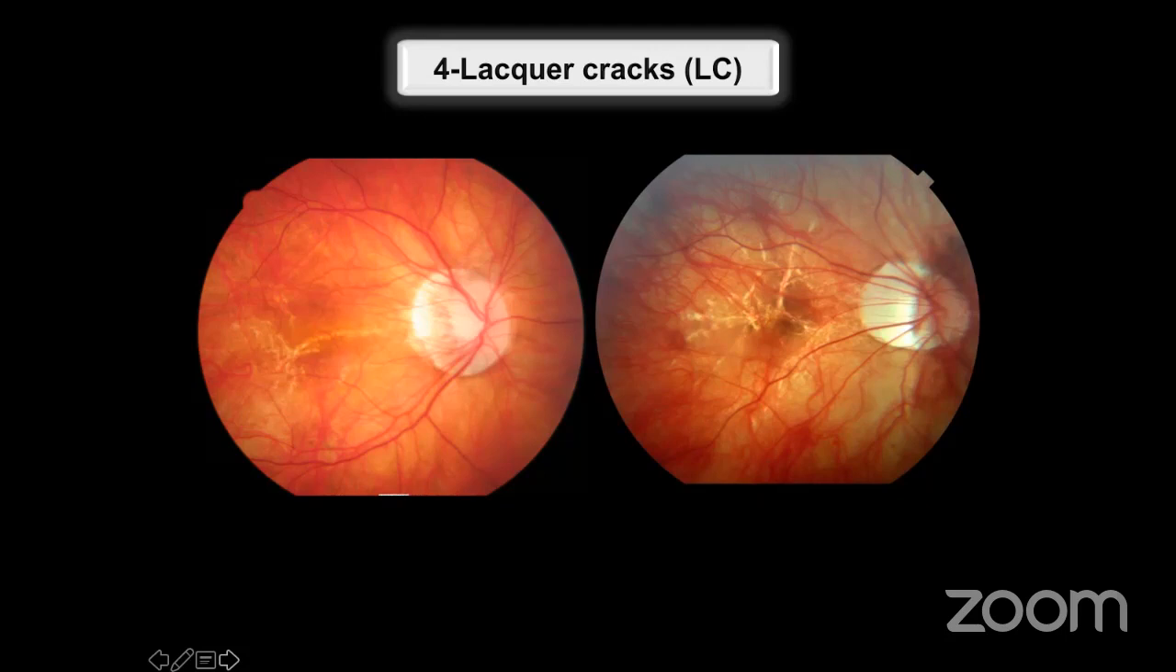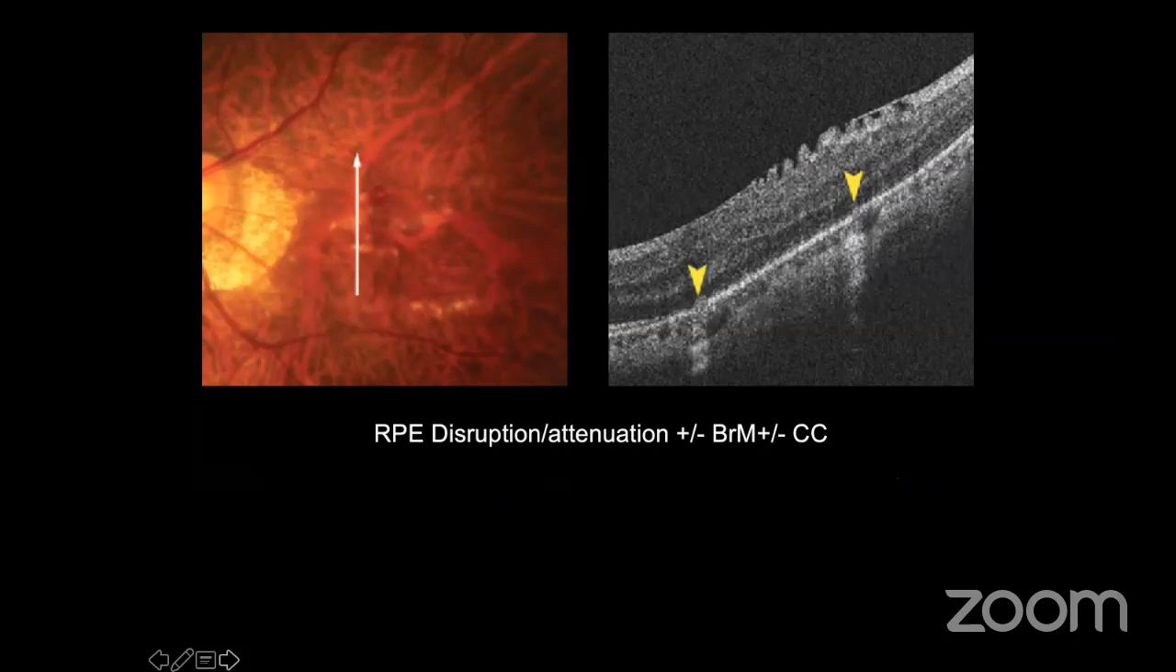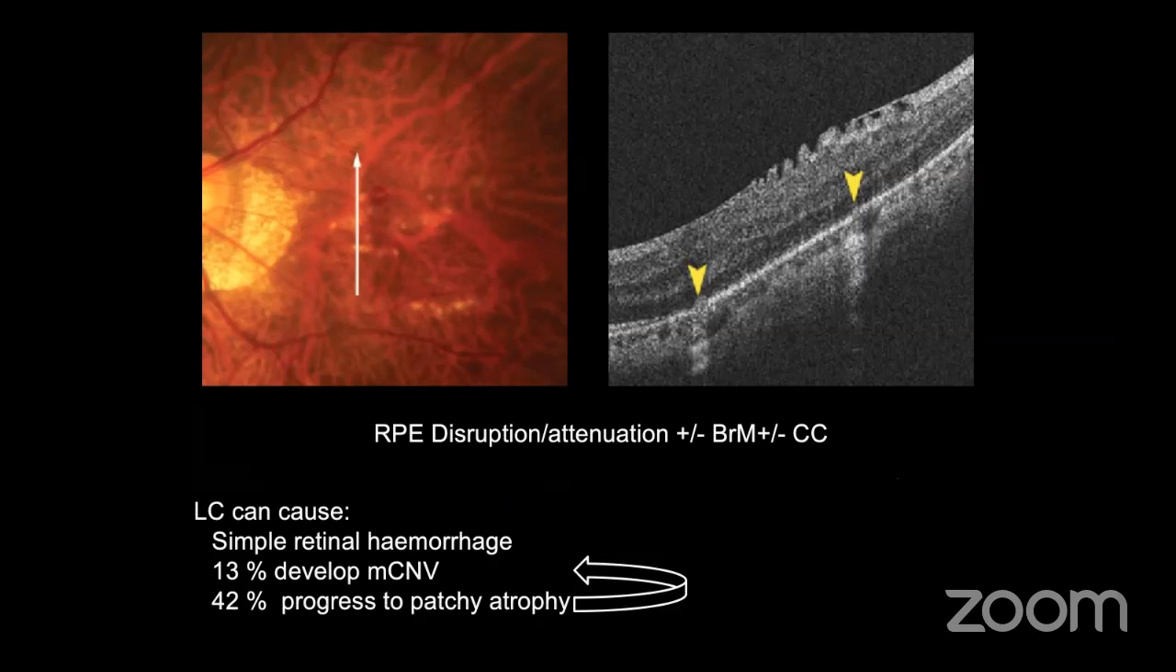The fourth change is lacquer cracks. Lacquer cracks were identified many years ago, and it's a fundus picture change. But with OCT, we learned that lacquer cracks are mainly RPE disruption or attenuation, affecting mainly the areas of the Bruch's membrane or the choriocapillaris. And this is an important change, because sometimes we see pathological changes or vision-threatening complications associated with lacquer cracks, like simple retinal hemorrhage, or in a small proportion may develop myopic CNV, or some patients may develop patchy atrophy, which later on has a potential risk to develop myopic CNV.